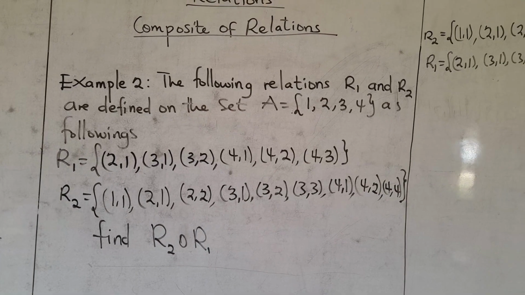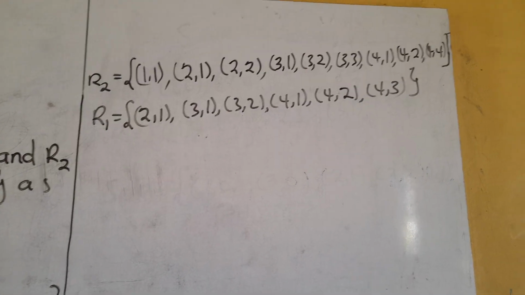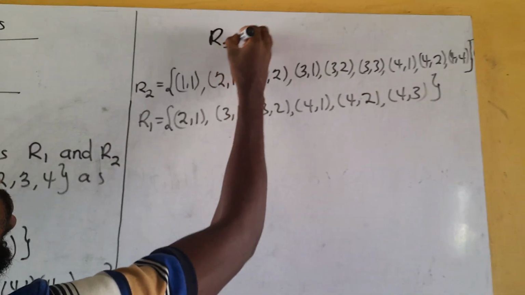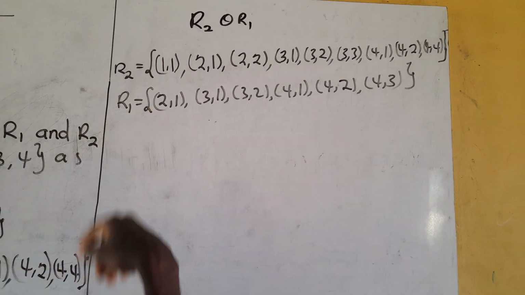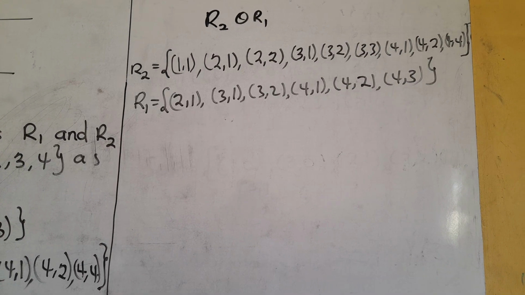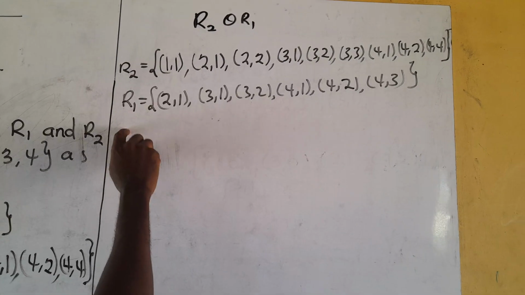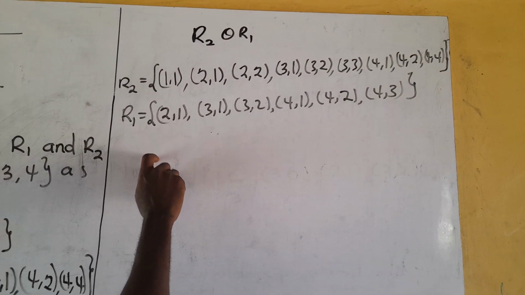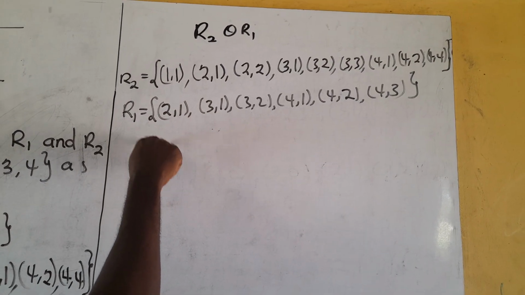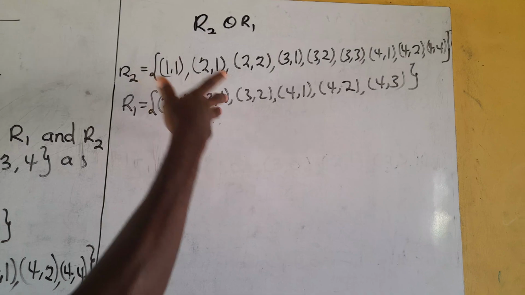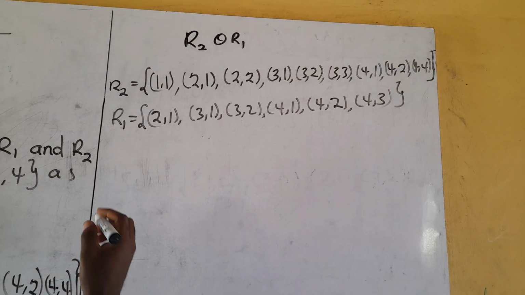So how do we go about it? You see that R2 is first, so R2 will be written first. R2 composite R1 means we match each and every ordered pair in R2 against R1. If the second in R2 corresponds with the first in R1, then the first in R2 will relate to the second in R1. So that's it. We are going to match them again.